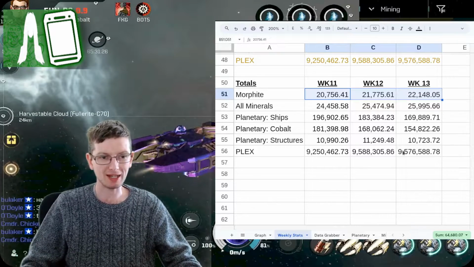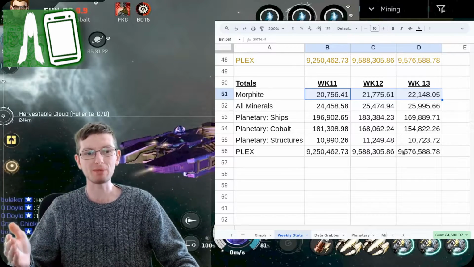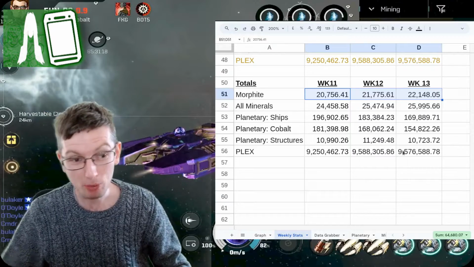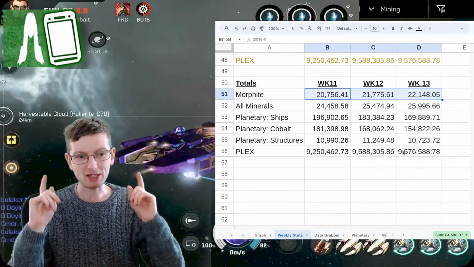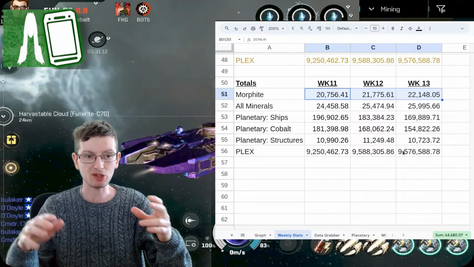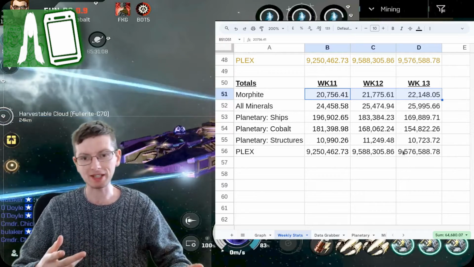Unless, of course, I see a news article from Damon Zell saying every single miner in the game has rage quit, in which case we know the answer there. So moving on to the next one, which is all minerals. This is representing the demand as a whole for miners and the value of your mining barge as you continue to go out mining every day.